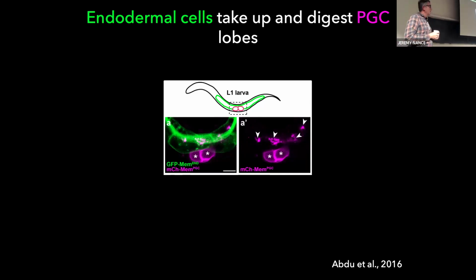And actually, he was a very careful guy. He had this red mCherry marker, and he said, well, let me repeat this with a different marker. So he picked a GFP marker, and he did not see this debris. And it turns out that's because it becomes acidified as soon as it's taken up by the endodermal cells, and it kills the GFP signal.